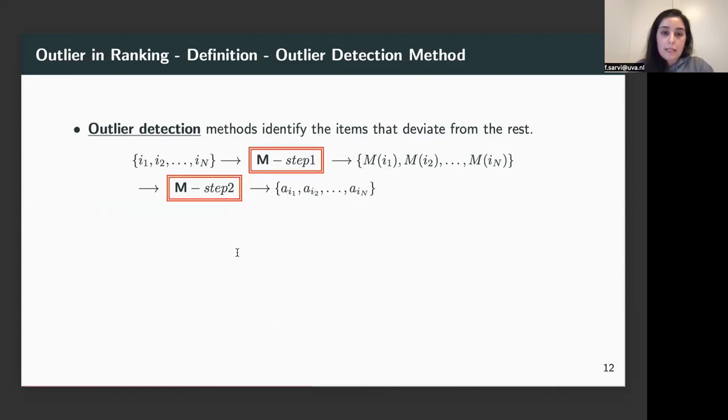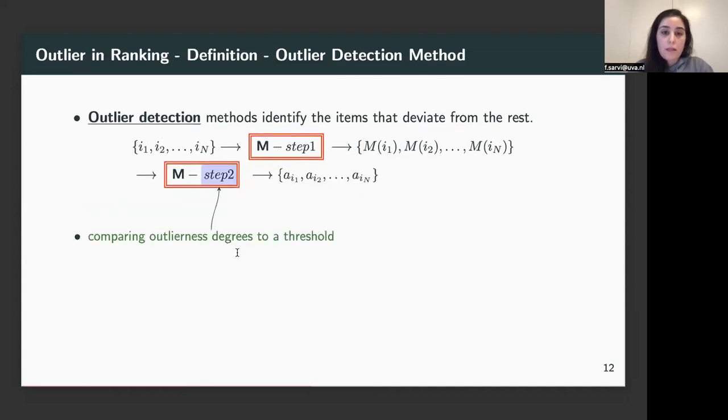And then in the second step, this outlier detection method will compare the outlierness degree of each of the items to the rest and decide if they're deviating enough to call it an outlier. So at the end, the result would be a binary value indicating whether item i is an outlier or not.